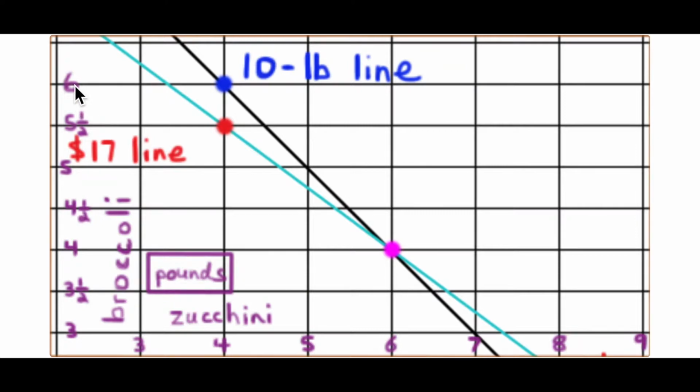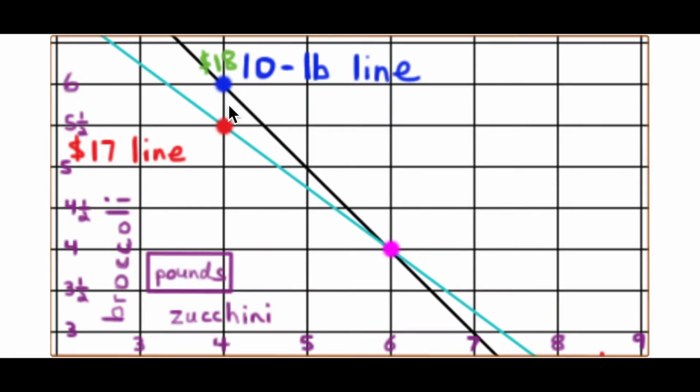So here's the y-axis for broccoli, and notice once again each of these grid lines is a 1/2 a pound, and for the x-axis for zucchini, each of these grid lines is 1 pound. So I'm going to keep the zucchini the same, and I'm going to subtract a 1/2 a pound of broccoli. So we're starting at $18. We figured that out before. If I subtract a 1/2 a pound of broccoli, how much money is that? Well, it's $2 per pound, so it's $1 for every 1/2 pound. So this is a 1/2 pound less, and this is $1 less, $17.